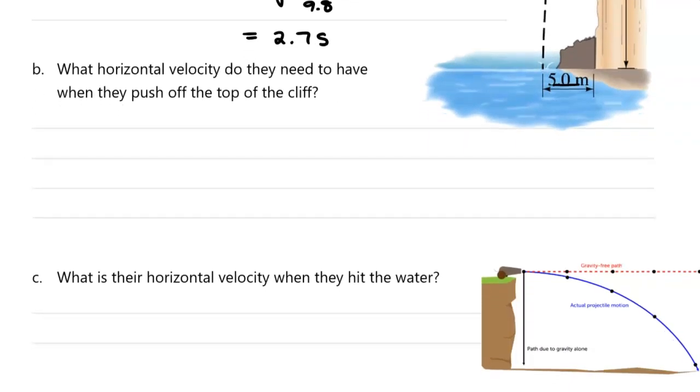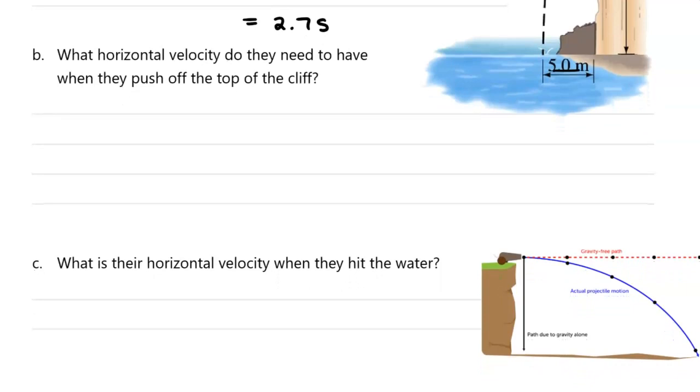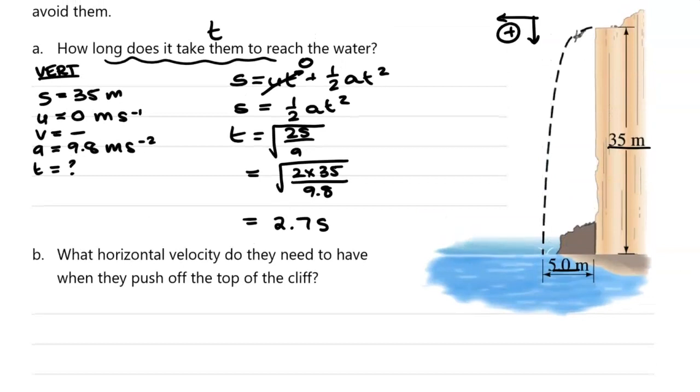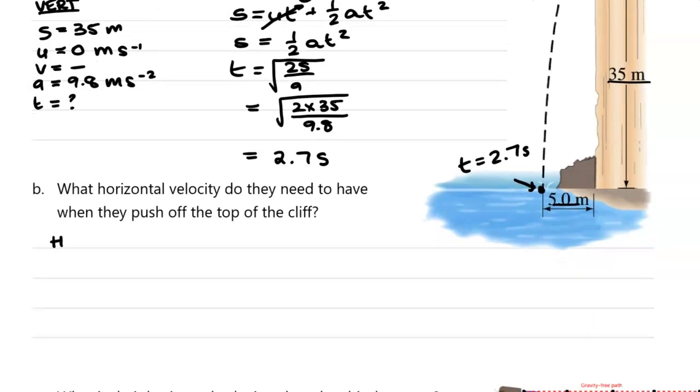Now in part B, we're now asked about horizontal information. What horizontal velocity do they need to have when they push off from the top of the cliff? So we now know from part A, at this point here, the time is 2.7 seconds. That's how long it takes them to travel this vertical distance. That links to the horizontal information. That is the exact same time it takes to travel this horizontal distance. So remember before we were talking about the fact we only had one piece of information horizontally? Now we have 2 because we use the vertical information to find out stuff about time, and that's the strategy.